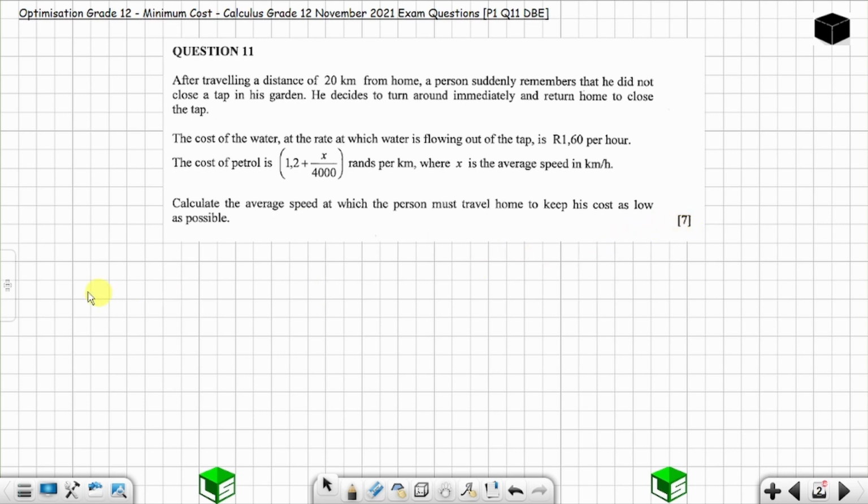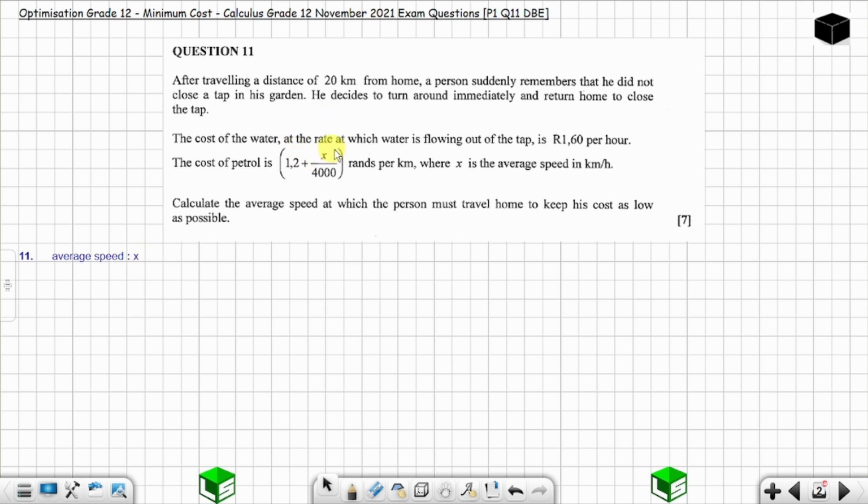Okay, so let's solve question 11. First of all, I want you to have this in mind. You can see that X is the average speed in kilometers per hour. So let's write this down. The average speed is X. I want you to have this in mind: X is the average speed. I have this written down so that you can follow me as I answer this question.